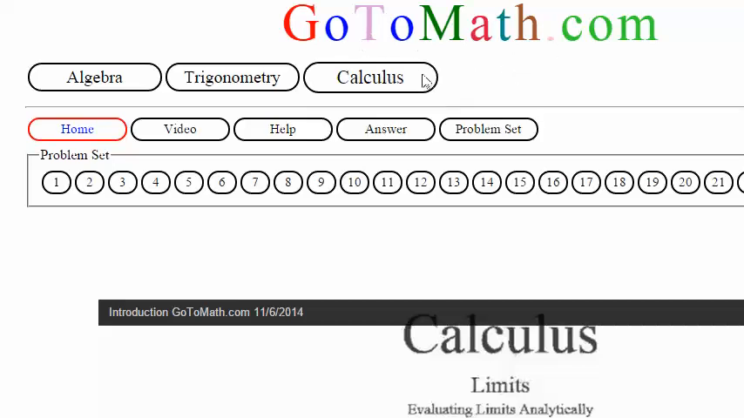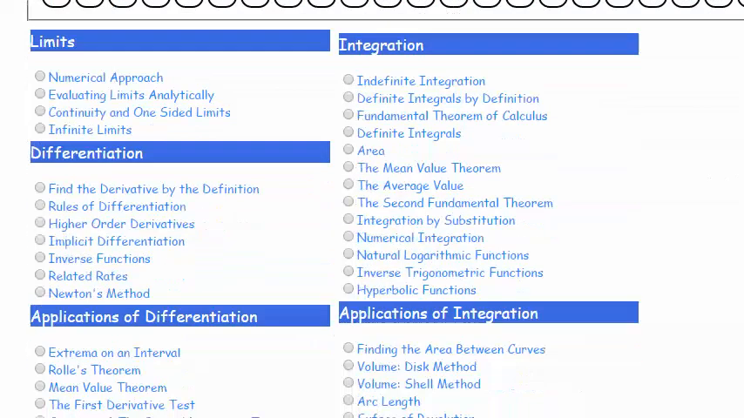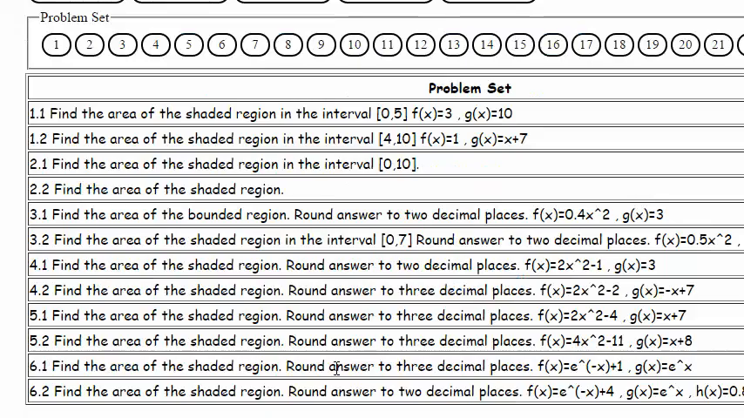Alright, we're here at go-to-math.com. Click on the calculus. Let's go down to finding the area between curves, and we're looking at 2.1.